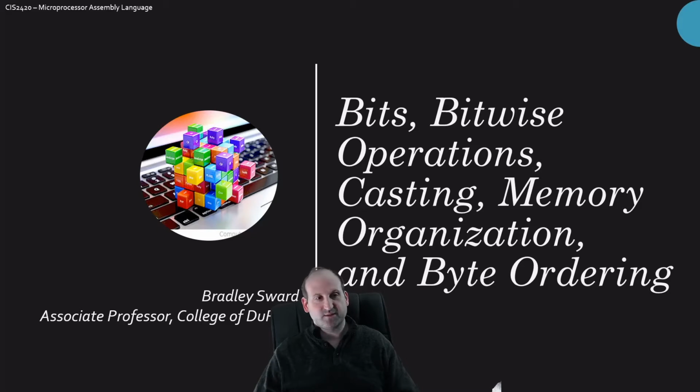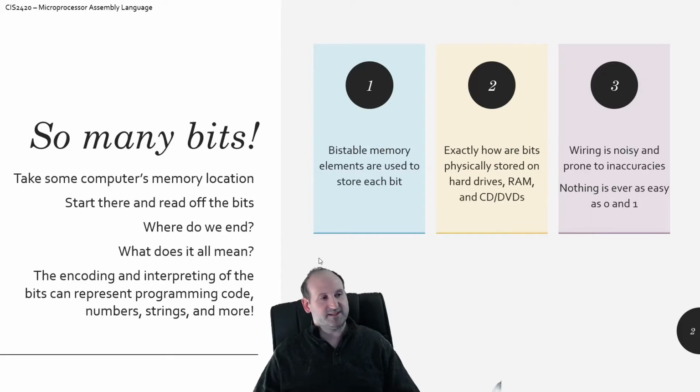And this video today is going to take a look at a lot of stuff. Wow, goodness, right? Bits, bytewise operations, casting, memory organization, and byte ordering, things you probably never thought about before. So let's start with something like this. So many bits, right? Our computers have how many gigabytes of RAM? And what does that mean? A gigabyte is a billion bytes, and each one of those bytes is 8 bits.